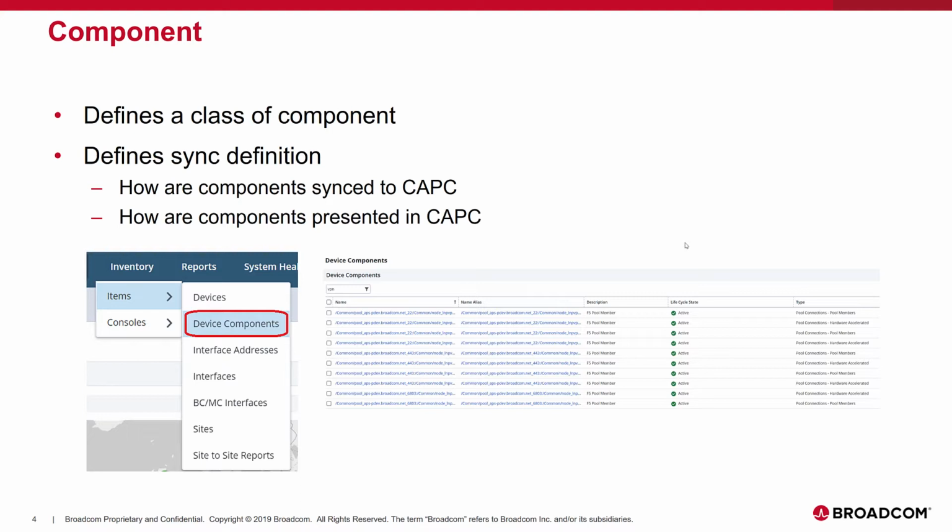So most of the time, these components that you create and that are discovered on the data aggregator show up on the device components, right? And then for other components, you could define in the component definition that they would show up under a different section within the inventory items. So you can do that as well. Again, how do they show up within CAPC? That's what the component defines.